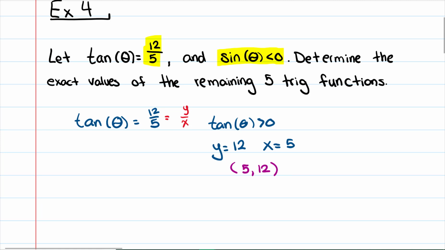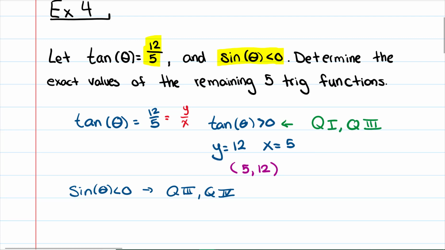The only thing it doesn't tell us, though, is which quadrant it's in, so we don't know if these x and y's are negative or positive. However, we do know that sine is less than 0. So because sine of theta is less than 0, we know we're in quadrant 3 or quadrant 4. Because tangent is positive, we know that we're in quadrant 1 or quadrant 3. So right here you can see that we have quadrant 3 twice, so we know for sure that we're not in quadrant 1 and we're not in quadrant 4.